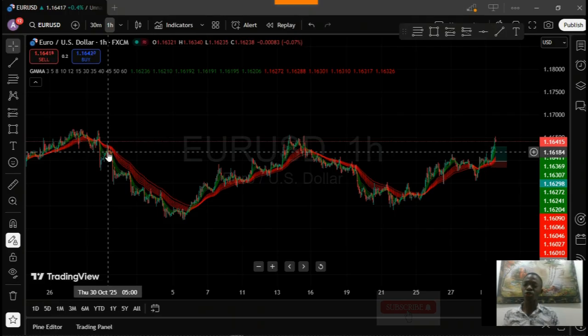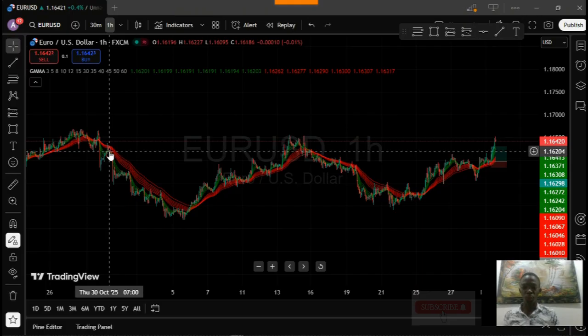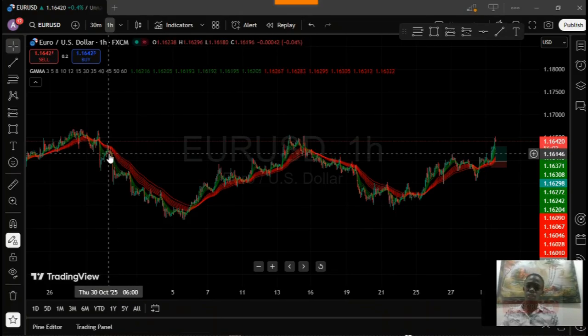So you can enter your sell there, or you can also put your sell stop order there, so that if you're not keeping your eyes on the chart, you can still join the trend, right? So that is that.